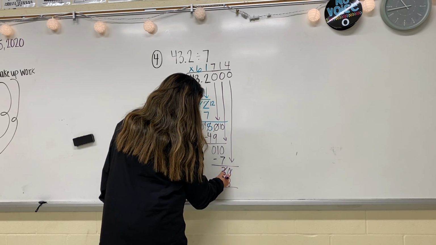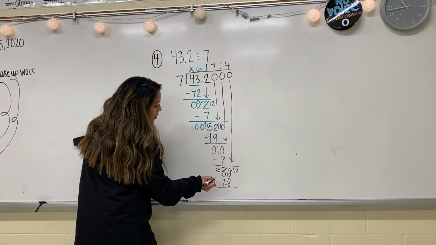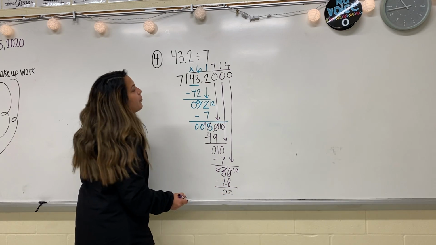Can't do 0 minus 8. That 3 becomes a 2. That 0 becomes a 10. 10 minus 8 is 2. And then 2 minus 2 is 0.